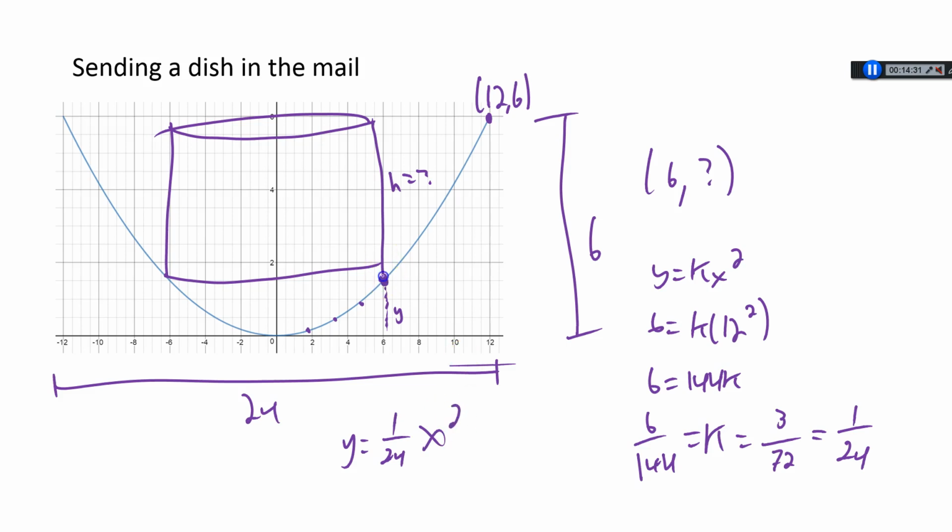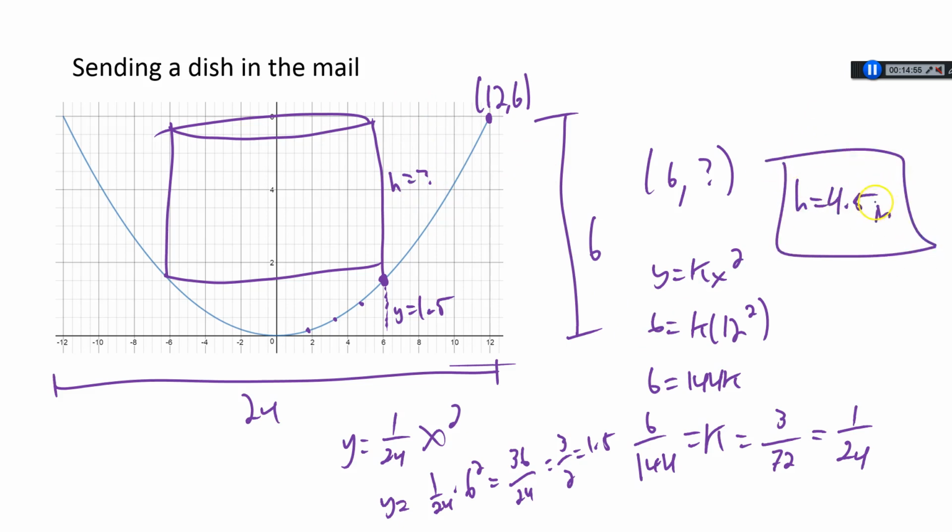So now I want to know, what is the y coordinate when x is 6? Well, then y is 1/24 times 6 squared. That's 36 over 24. You can reduce that. Let's see, divided by 12, that's 3 halves, which is 1.5. So this is 1.5. I need h to be the rest of that distance, so it looks like it's going to be 4.5 inches tall.